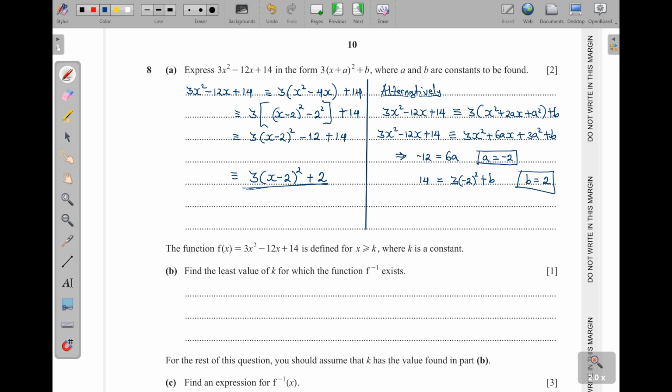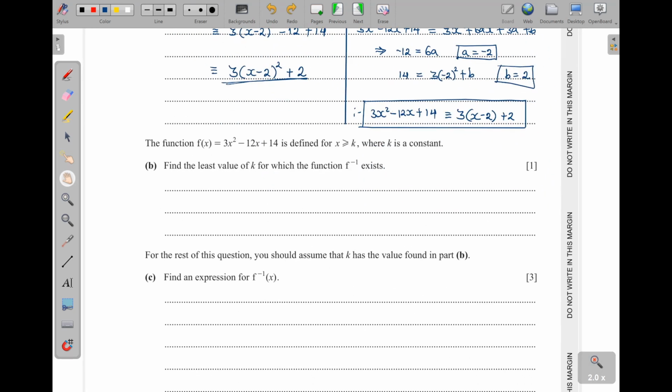Then you can conclude and say that 3x squared minus 12x plus 14 is going to be equal to 3 into x, what is your a? A is minus 2. So minus 2, and then b is a positive 2. Don't get confused when they say plus a here, but then the value of a you get is a minus. These are just constants. A can be a positive, can be a negative.